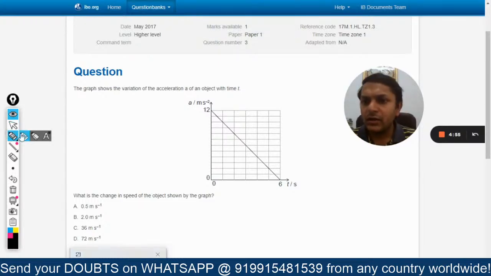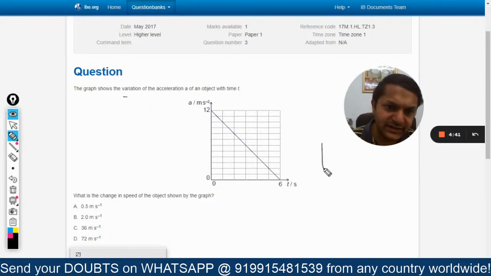Okay, so the graph shows the variation of the acceleration a of an object with time t. What is the change in speed as shown by the graph? We need to find the change in speed. Okay, so there is a concept here. The concept is, let us say there are three graphs we have.